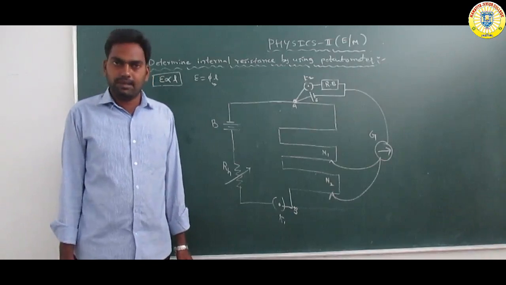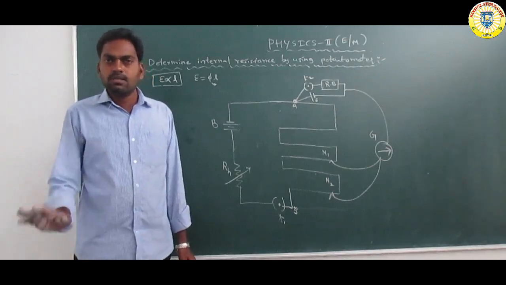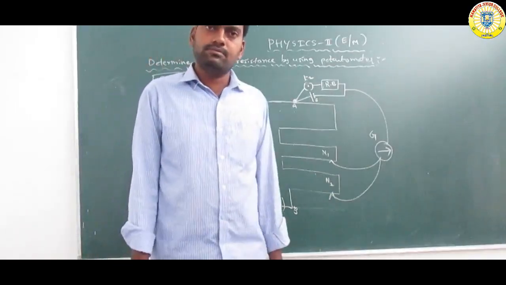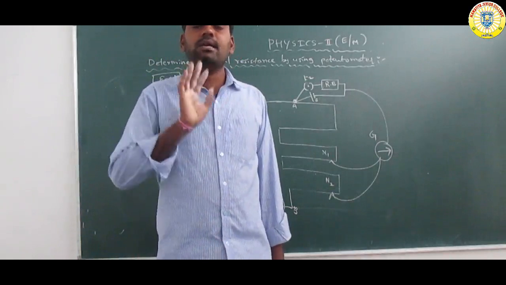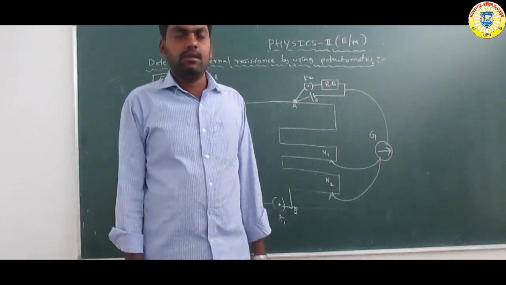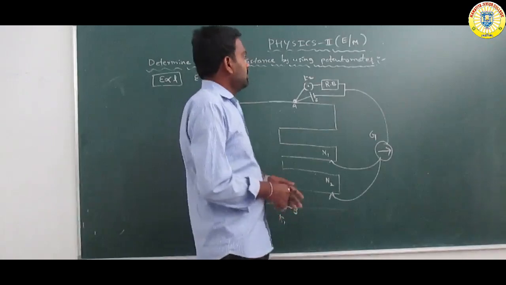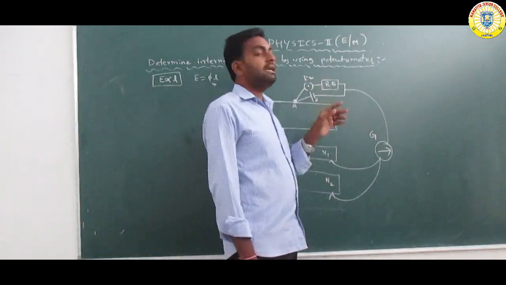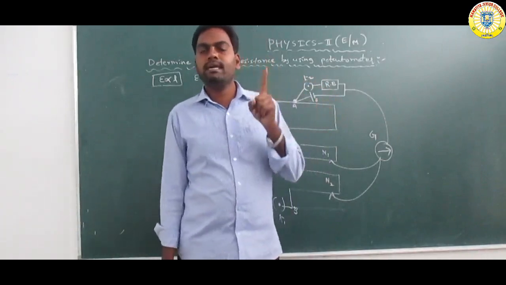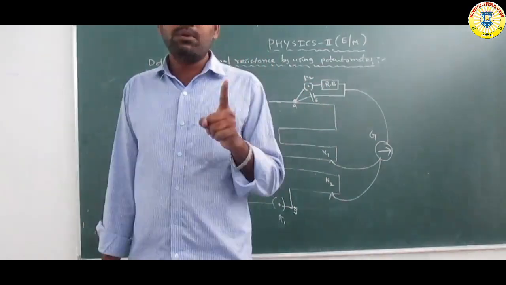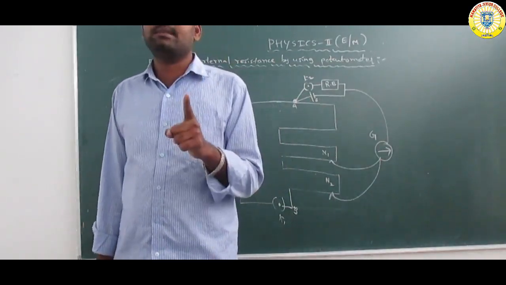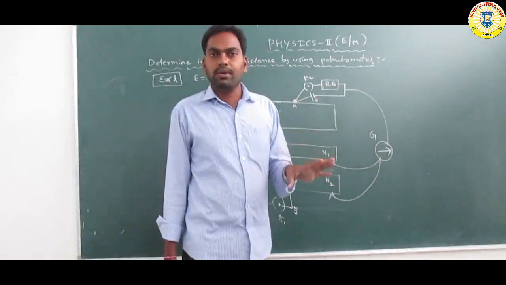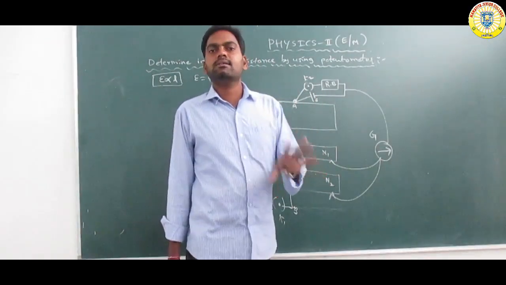Now, next, key K1 is closed, and the current is passing through the circuit. So now see here: first of all, the K2 key is open. That means only the E cell is included in the circuit.